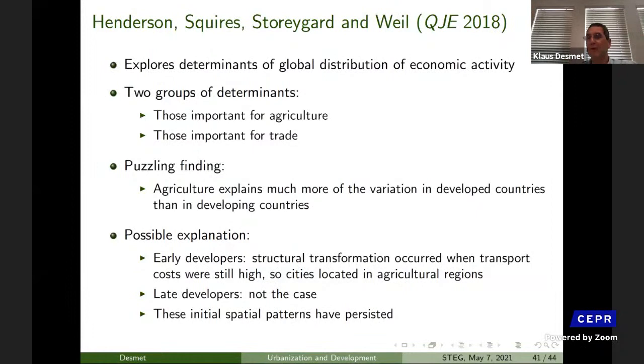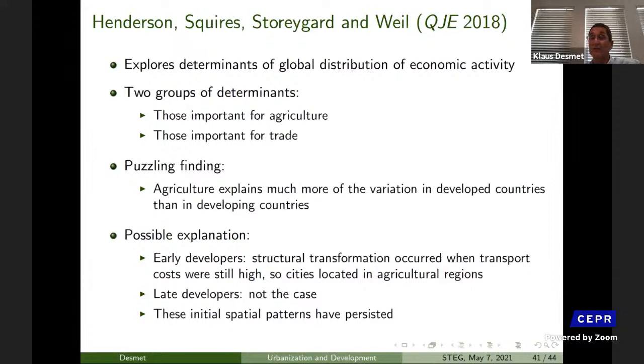But of course, once they were in these cities, they still needed to eat. And so where did they get the food from? They sourced that food locally, and they had to source it locally because transportation costs were still very high. And so the point is that in advanced economies, cities tended to emerge in places that had a productive agricultural hinterland, versus in less developed countries or later developers, if you wish, where trade was already relatively cheap, that wasn't really needed. And so cities could emerge in places that didn't necessarily have an agricultural hinterland.